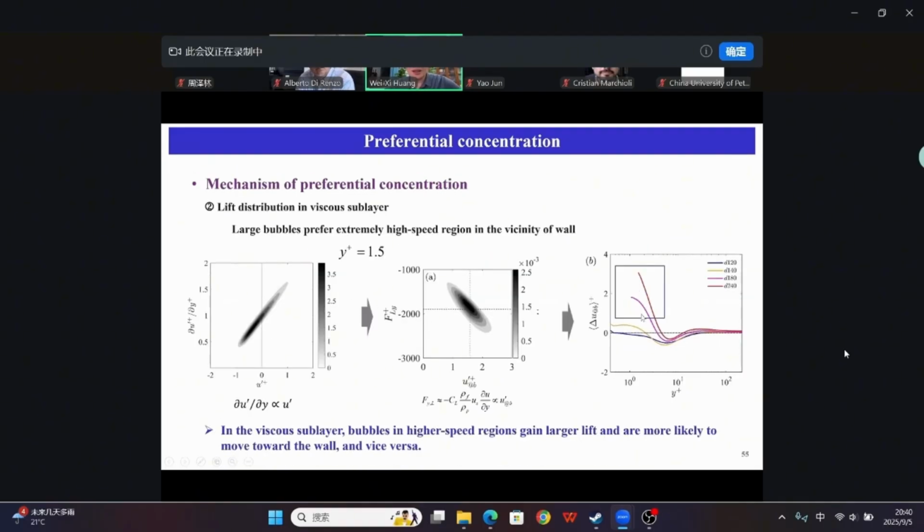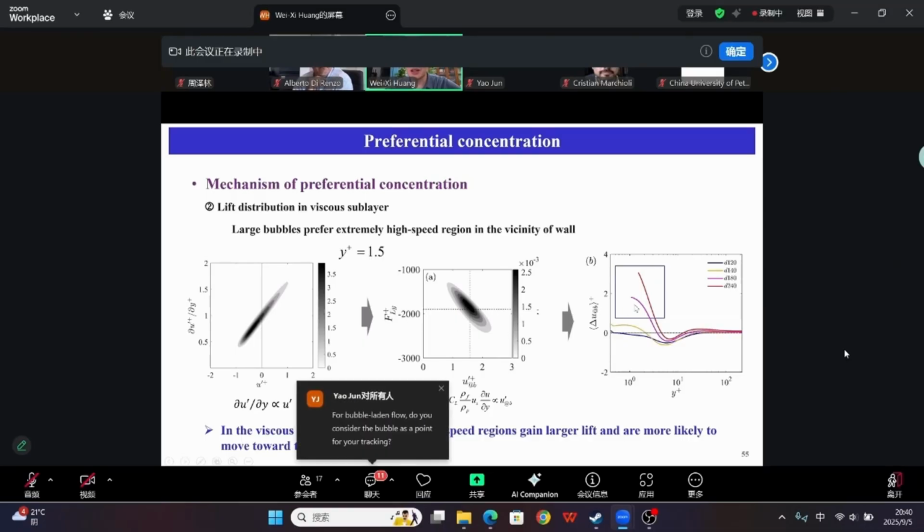And then we may ask, near the wall, why is it increased so much? This can be understood by looking at the relation, because the bubbles are concentrated in the high speed region. Then it also corresponds to the high velocity gradient, which is related to the high lift force. Then it will have a significantly increased velocity difference in this region.